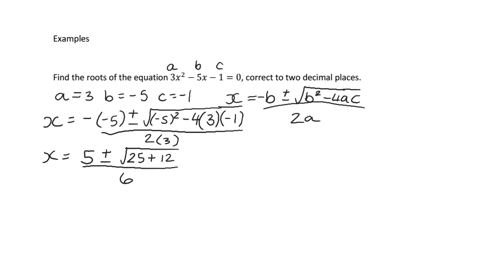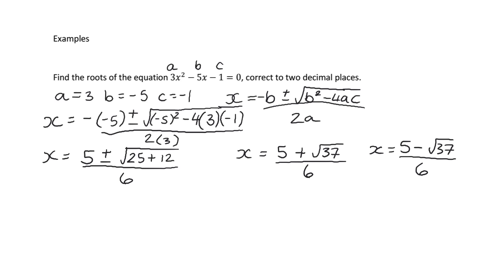At that point, I'm now going to split up this plus and negative sign into 2 different equations. So I'm going to first have x equals 5 plus, 25 plus 12 is 37, over 6. And then I'm going to have x equals 5 subtract root 37 over 6. So I'm going to have 2 different answers here.